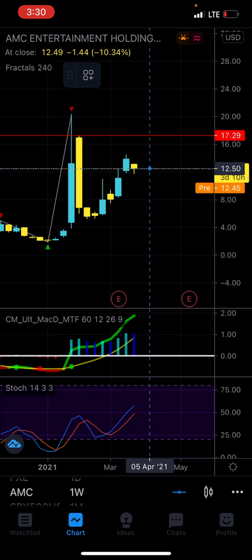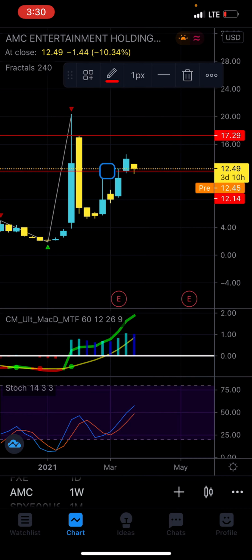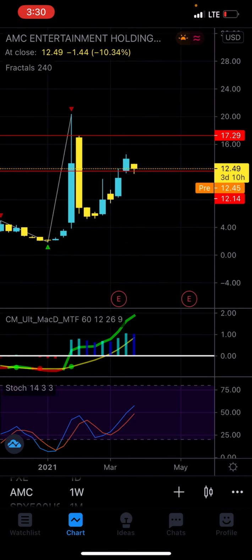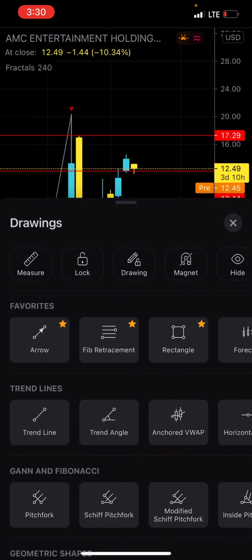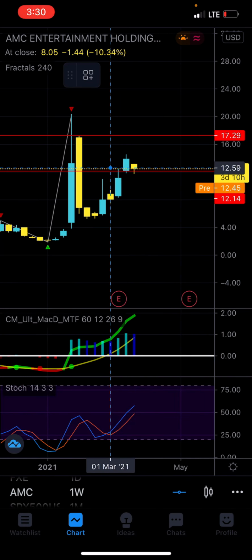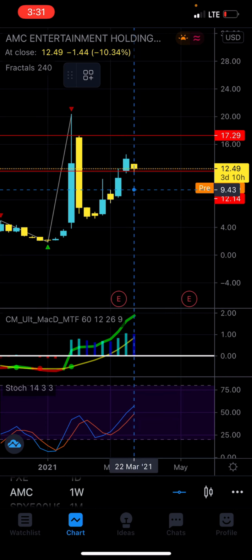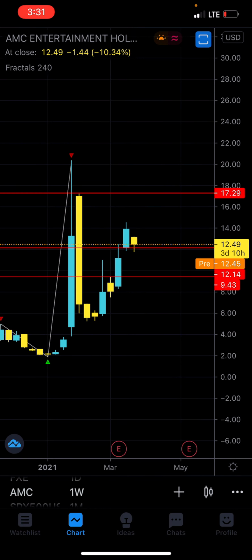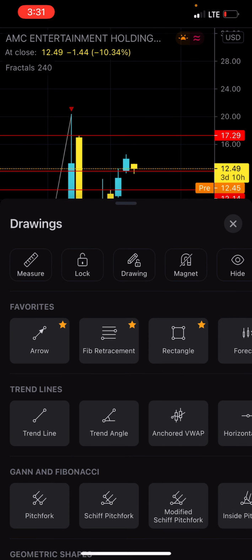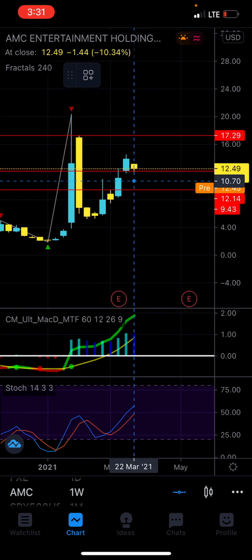I'm gonna start doing these TAs from scratch because I know you guys requested that I start doing them from scratch, and just kind of talk over, let you guys know what I'm doing, how I set my price zones, what I look at as far as indicators go and stuff like that.